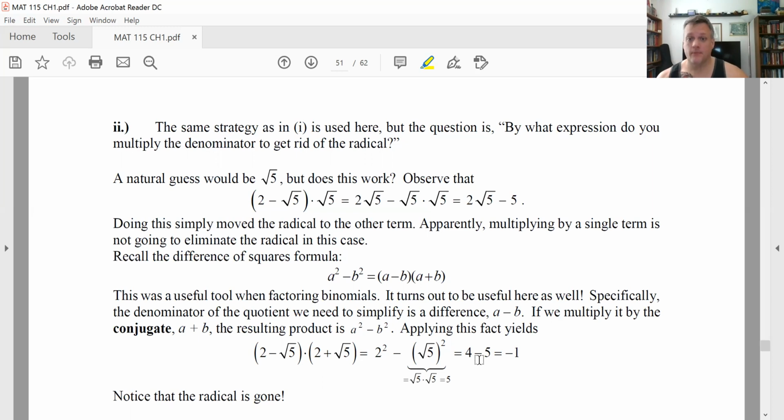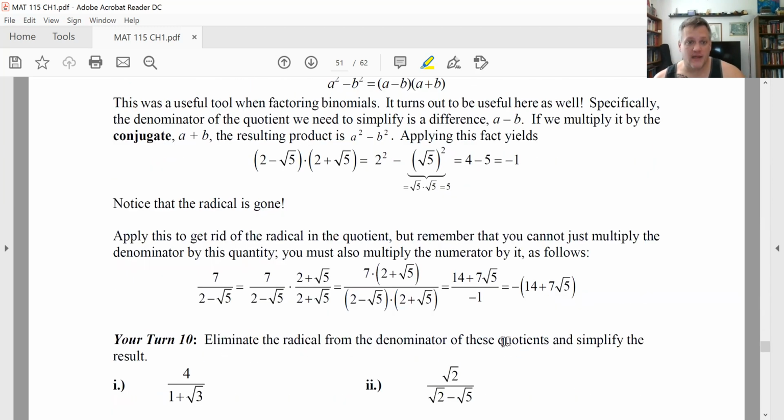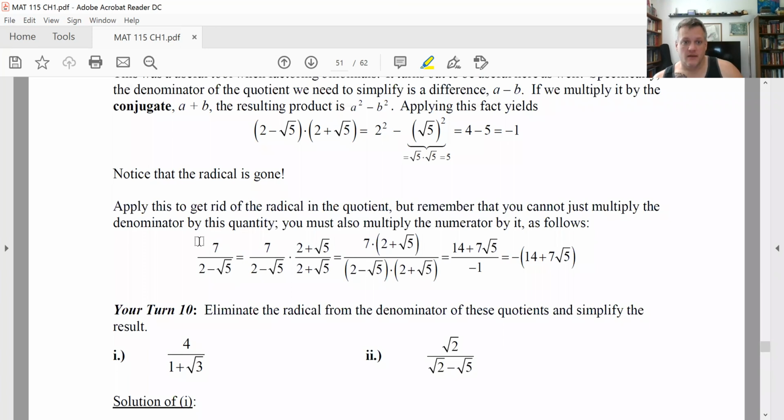There's no radical. Okay, and so if you look at our original quotient, this guy, I'm going to multiply top and bottom. Remember, you can't just multiply the bottom by it, right? You have to multiply a fraction by 1 so you don't change the value. If I do that, the top I just leave as is for the moment. If I multiply out the bottom, I get -1. If I distribute that 7 through, I get 14 plus 7 root 5. Now, if you have over -1, you can just put that negative out in front, right? So you get this in the end.